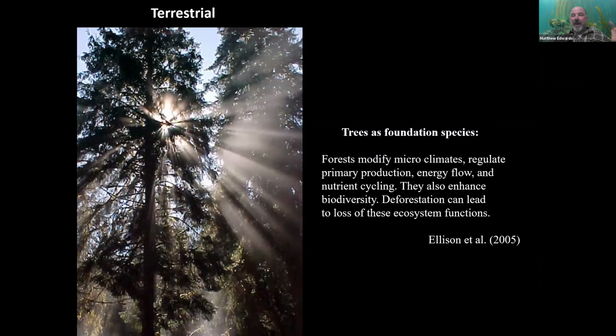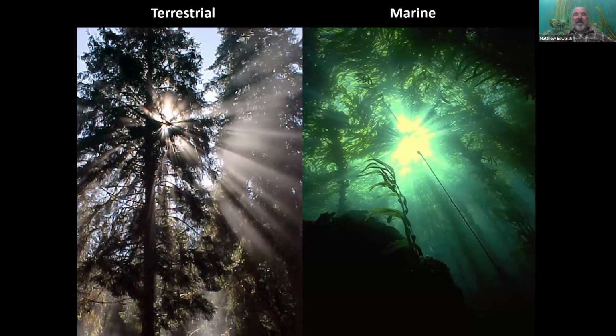They modify the microclimates, they regulate primary production, they change energy flow and nutrient cycling, they enhance biodiversity, and loss of them or deforestation can lead to loss of these ecosystem functions. And so I put this juxtaposed next to a kelp forest picture, and I want us to think about kelps doing the same thing, right?